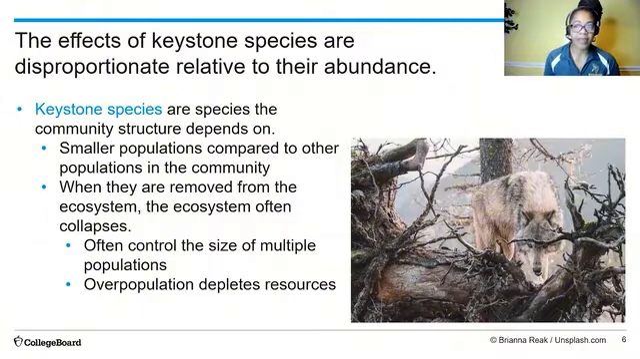If you have an overpopulation of prey species, that will result in a depletion of resources. So the fact that these keystone species, like the example of the wolf, can actually control other populations makes more resources available to other organisms because they keep those prey populations under control.